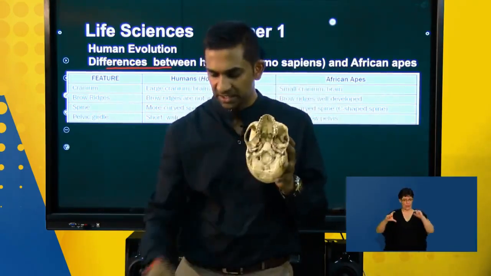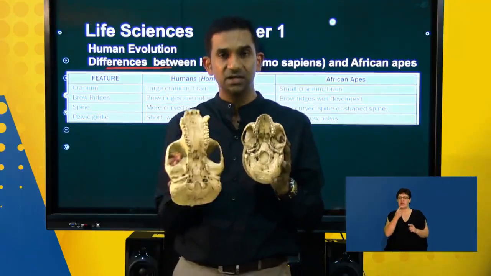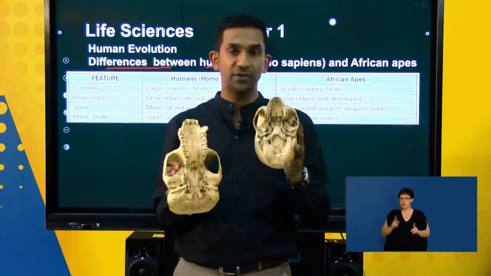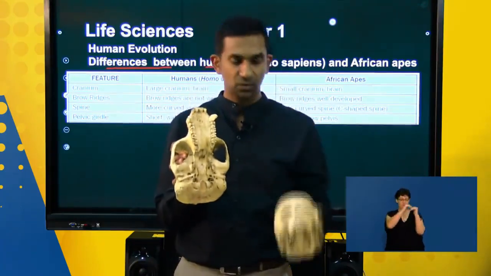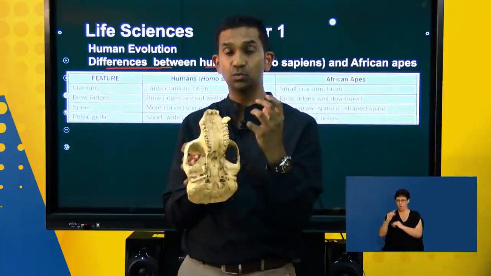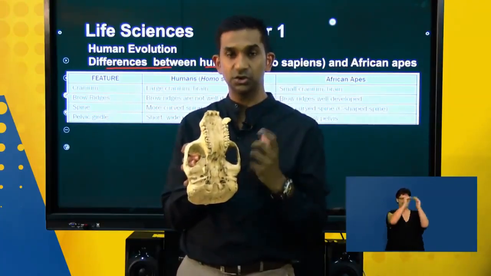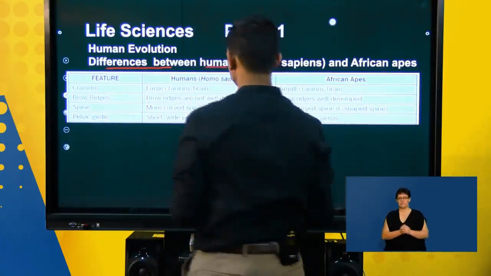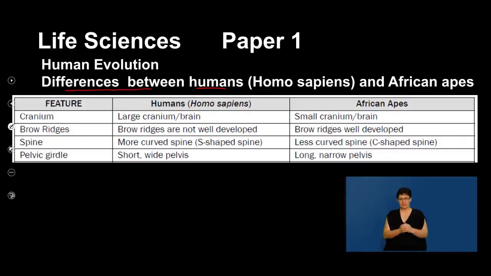When we compare the shape of the jaws and the palate, we see a significant difference in the humans being much rounder and more subtle, whereas the gorilla has a distinct rectangular and much more robust palate and jawline. So let's get back into these differences. As I mentioned, we can compare the cranium, we can compare the brow ridges in terms of being defined and well developed in the African apes.